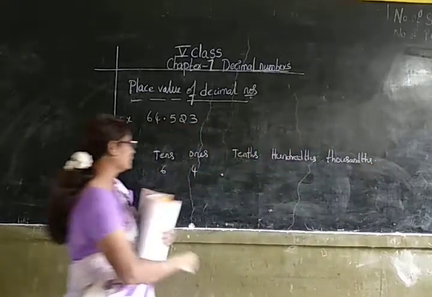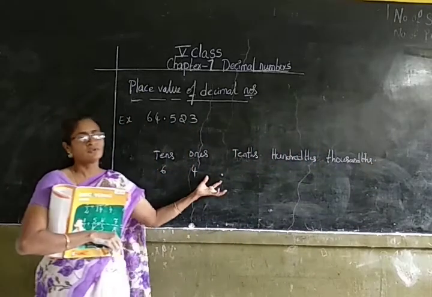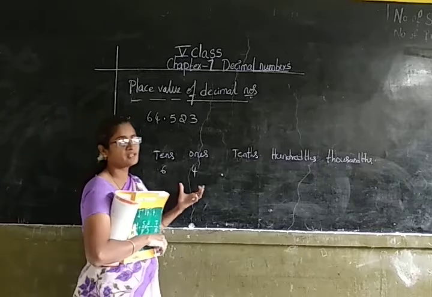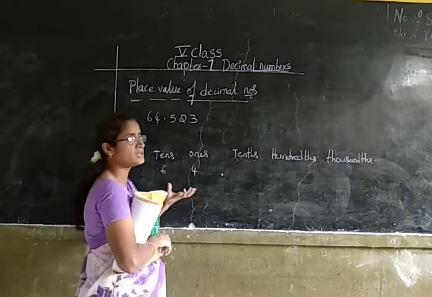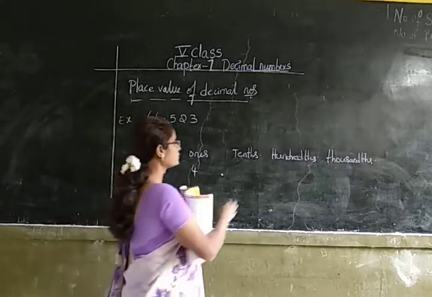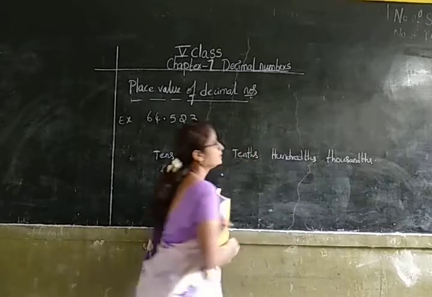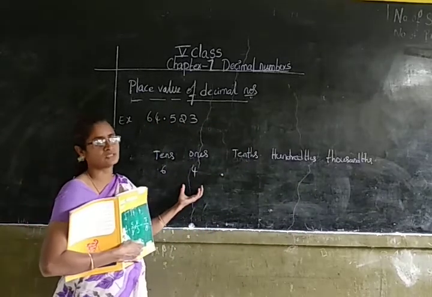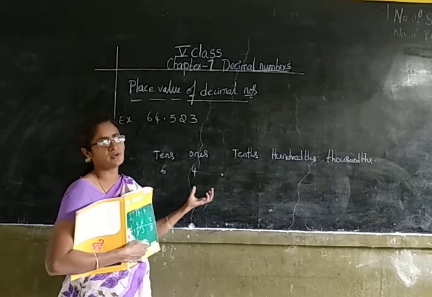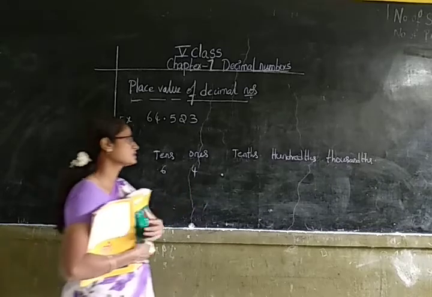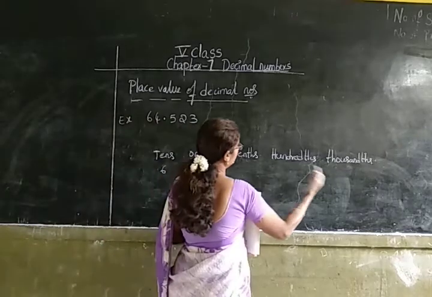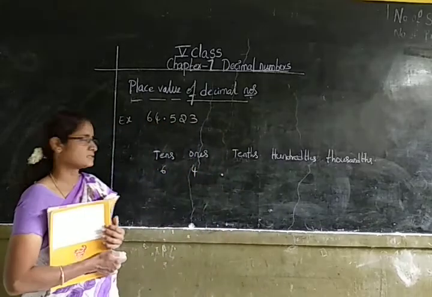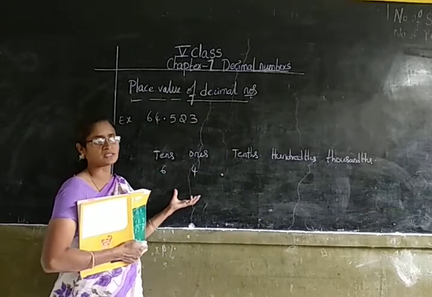So the places which are to the left side of the point are whole number places, and the places which are to the right side of the point are decimal places. Did you understand, children? All the places to the left of the decimal point are whole number places, and the places to the right of the point are decimal places. You all know the whole number places, isn't it?